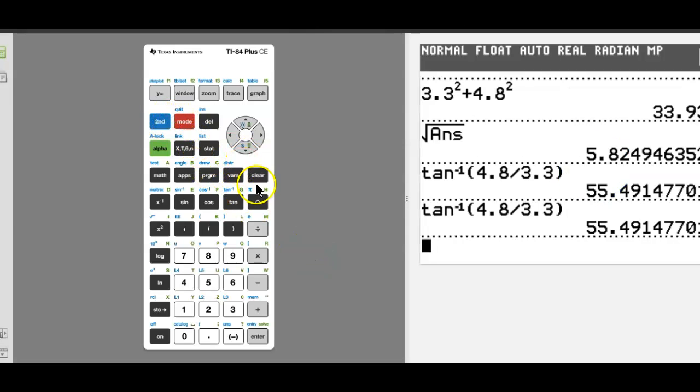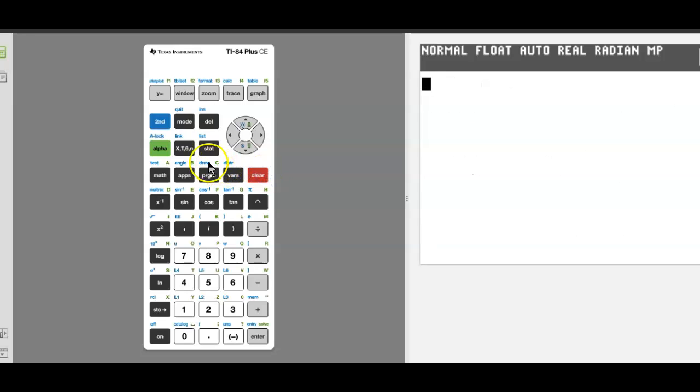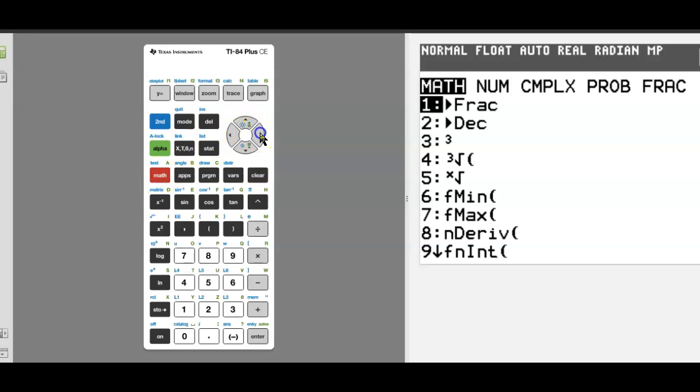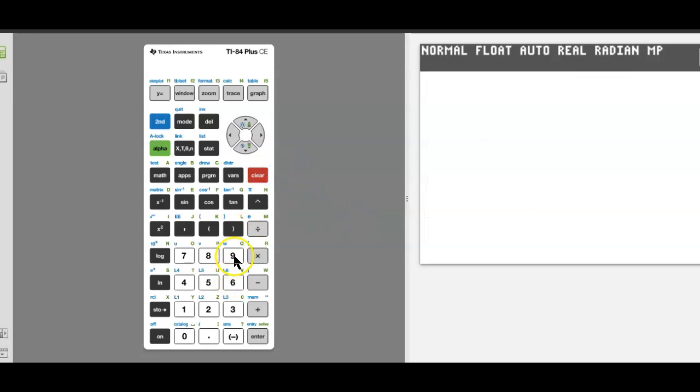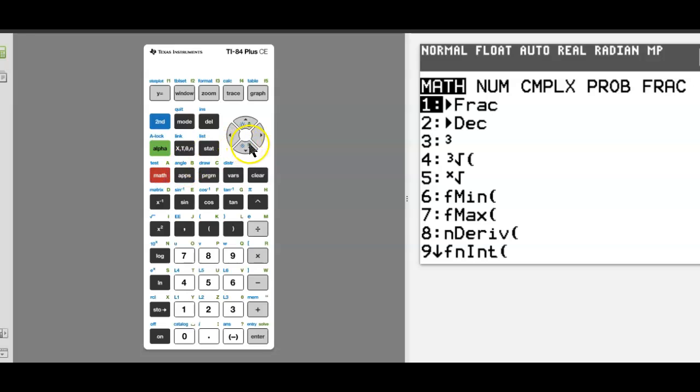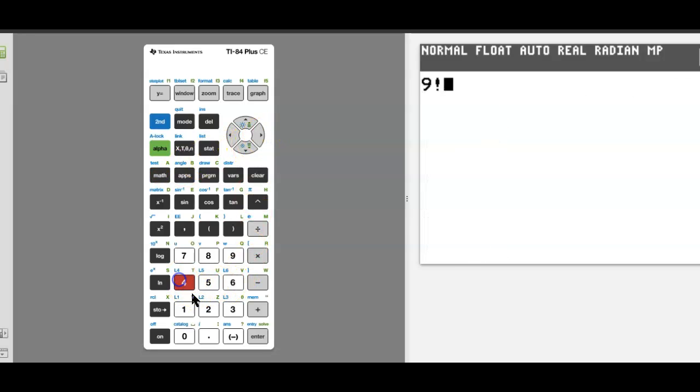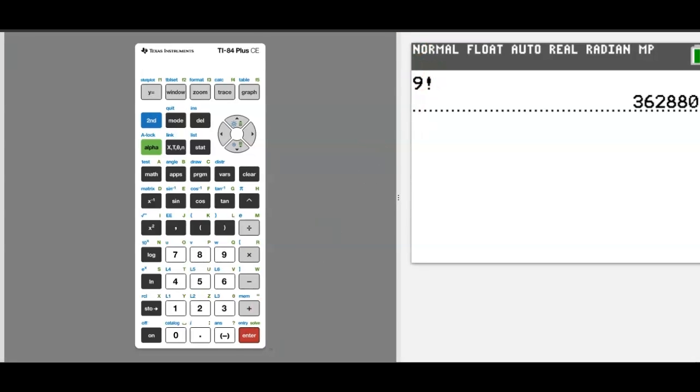So we're going to math, which is right below these 2 over here, and we're going to arrow to the right 3 times to the probability menu. And we're going to actually talk about section 2, 3, numbers 2, 3, and 4 today, but the one we're talking about right now is number 4, the factorial. So if I go 9, math, right, number 4, I get 9 factorial, which is, sorry, it's cut off a little, 362880.